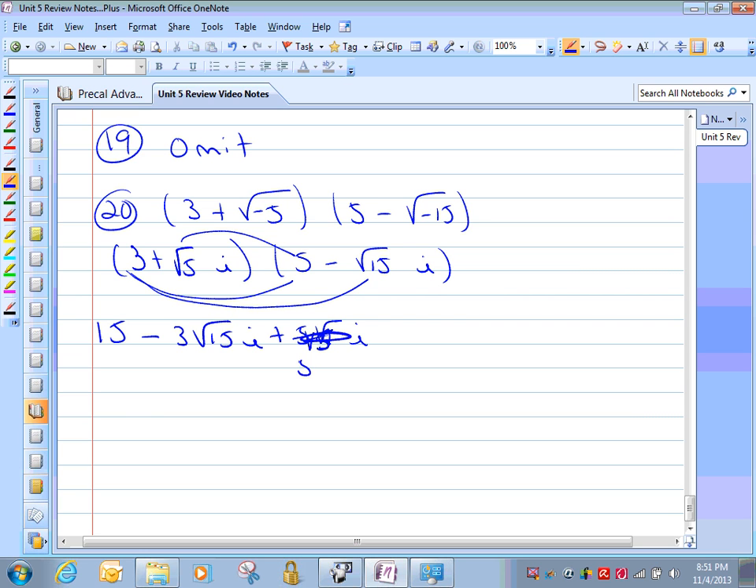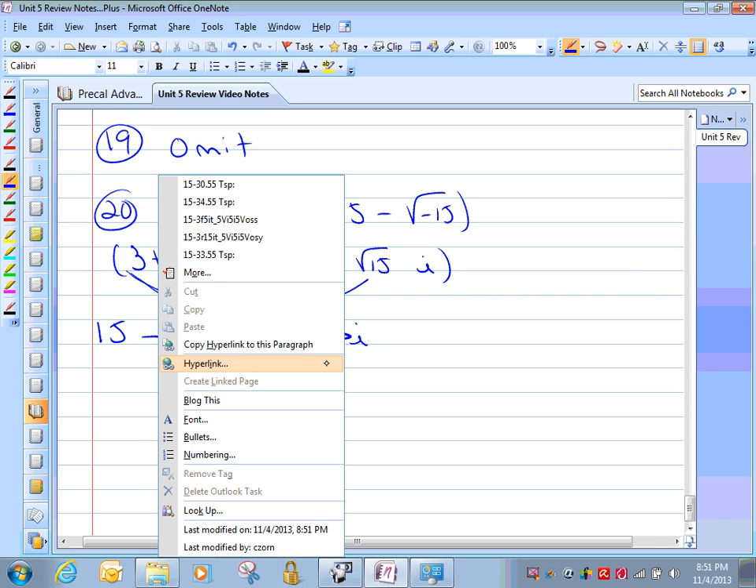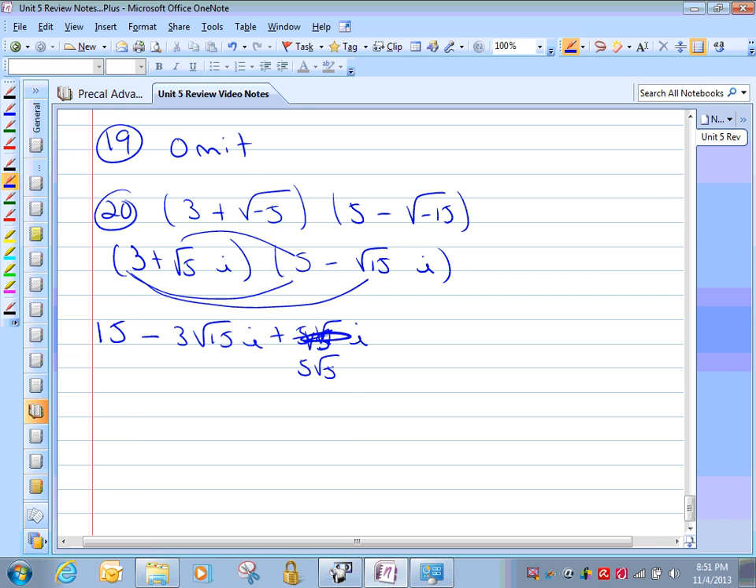So plus 5 square roots of 5. All right, and then we have the square root of 5i times the negative square root of 15i. So in that particular case, 5 times 15 is actually 75, and it would be negative square root of 75, and i times i would be i squared. I squared is going to change our negative square root of 75 to a positive square root of 75.